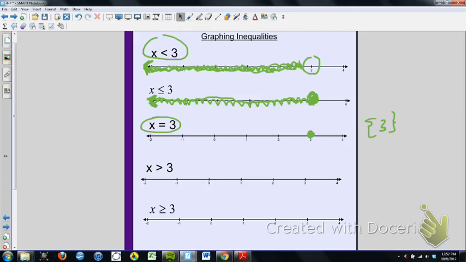Alright, x is greater than 3. It's not equal to, so it's an open circle. This is a strict inequality, meaning it cannot be equal to that number, it has to be strictly greater than. So I put an open circle at 3 and I shade to my right. Whereas x is greater than or equal to 3, I put a closed circle at 3 and I shade to my right, including the arrow. Make sure that you have this in your notes.